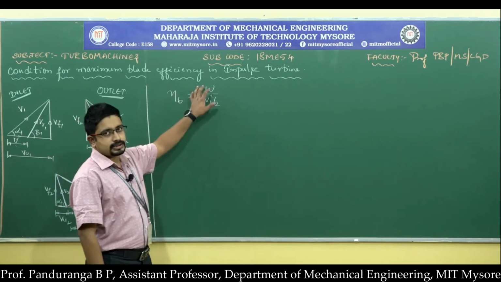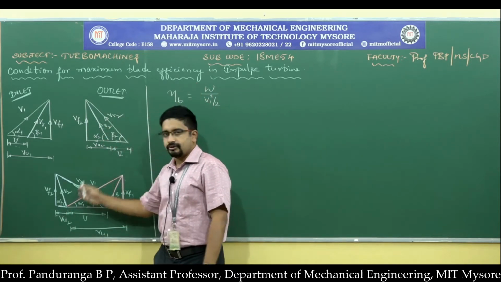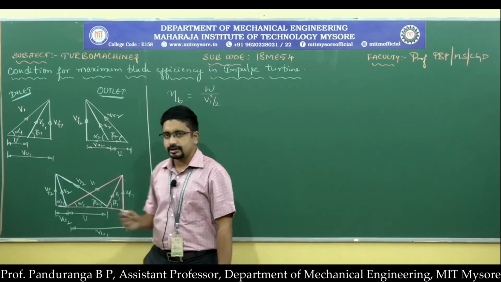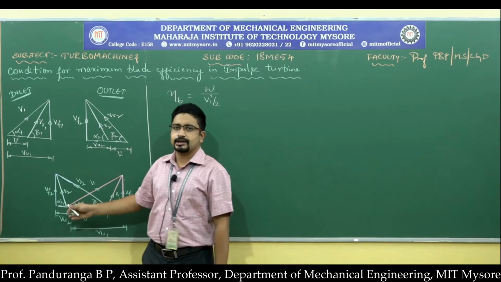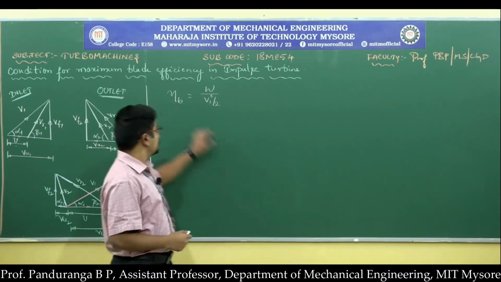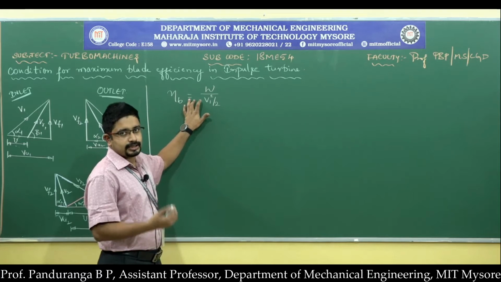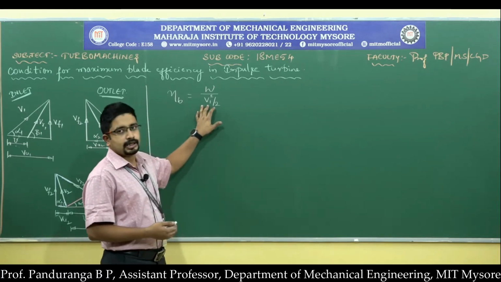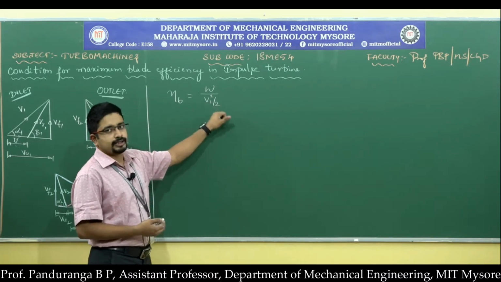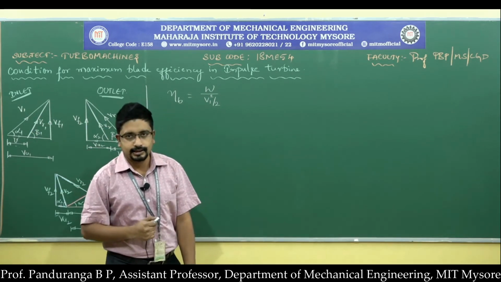First let us see what is W. We will try to express W in terms of the velocity components and the angles alpha 1, alpha 2, beta 1 and beta 2, because we will be measuring the velocity components and with the help of that we can easily find out the blade efficiency. So here we have eta B, which is equal to work done divided by the energy available at the inlet. Since it is an impulse turbine, it is the kinetic energy, V1 square by 2, because V1 is the absolute velocity of the fluid at the inlet.